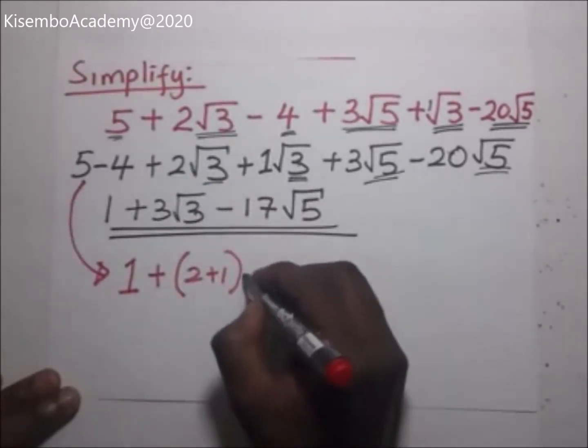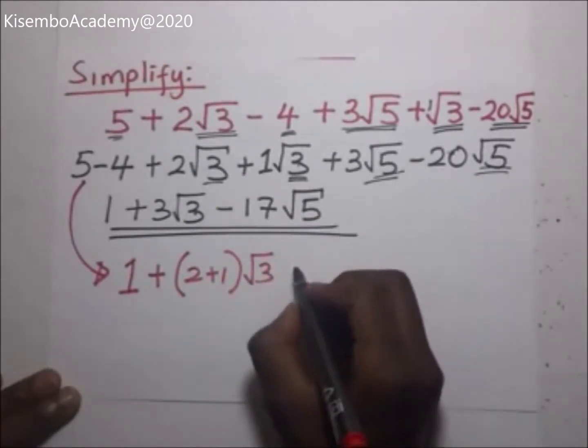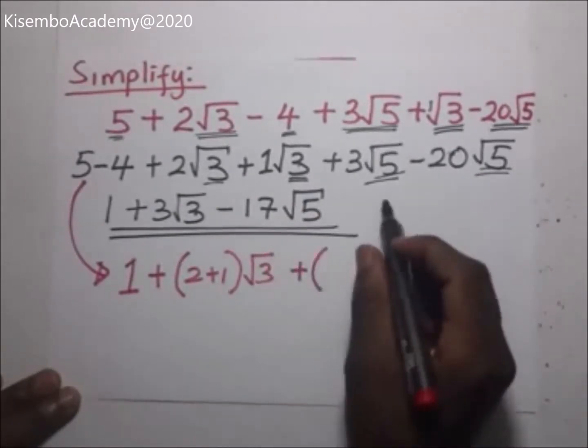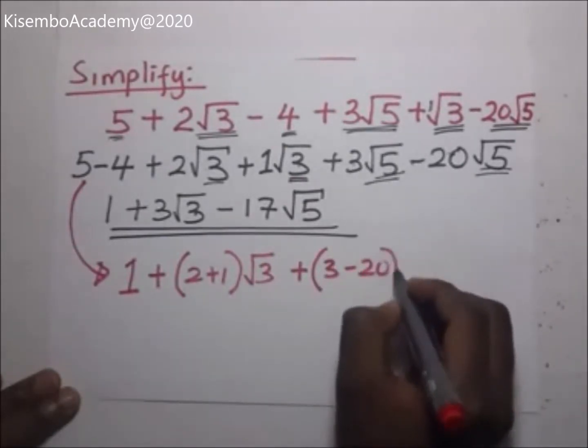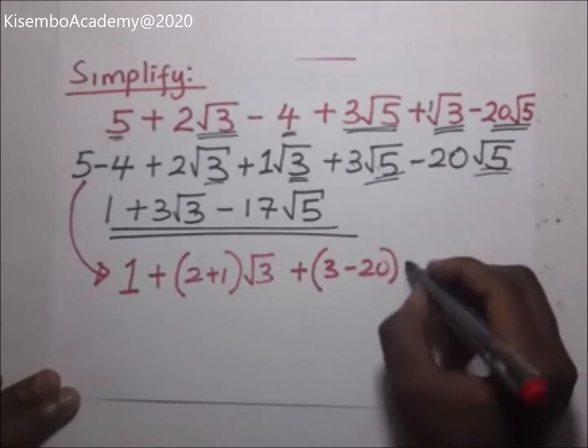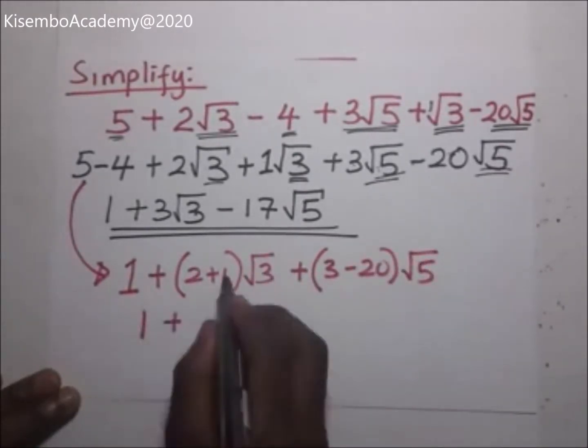Root 3, he leaves outside the brackets. Then he comes to this. It becomes plus, in brackets he puts 3 minus 20, and he puts the root 5 outside the bracket. And of course you'll get the same answer.